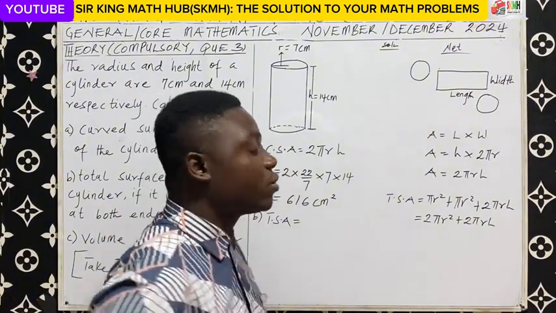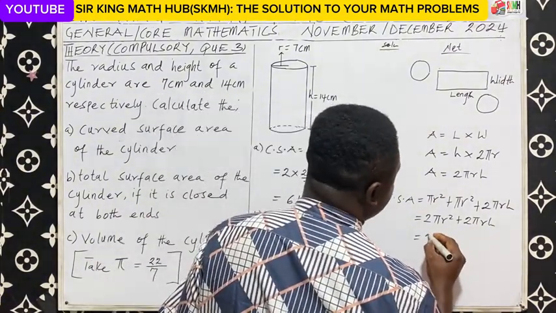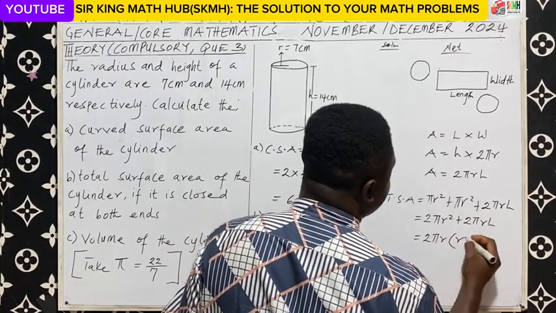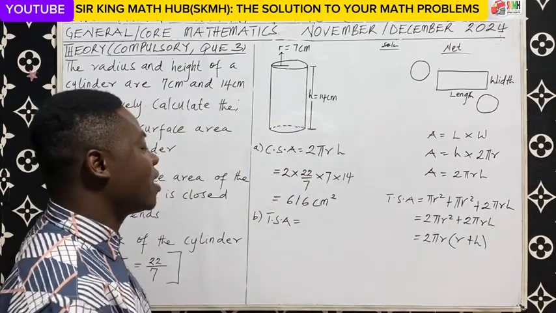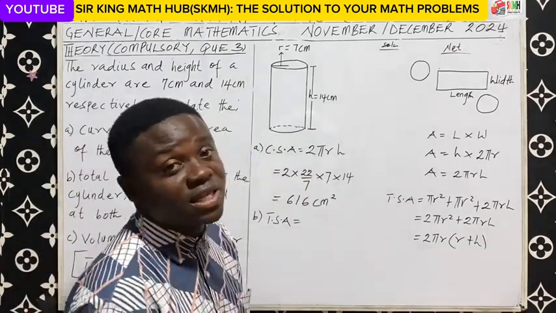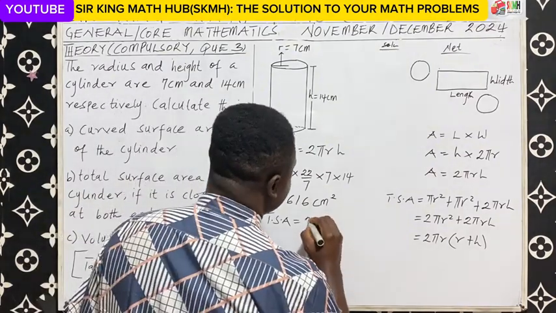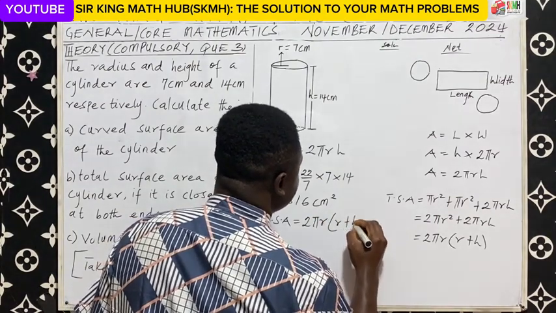Do we have any common term here? Yes. So let's factorize the common term. The common term is 2 pi r, leaving r plus h. So that is the formula for calculating the total surface area of a cylinder that is closed at both ends. It is given as 2 pi r multiplied by r plus h.